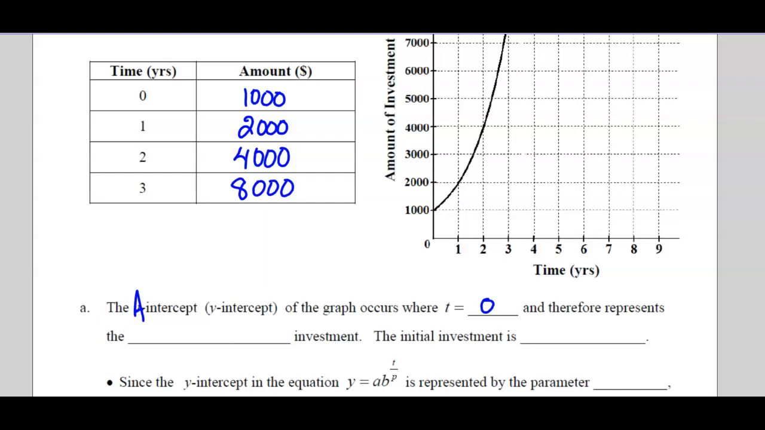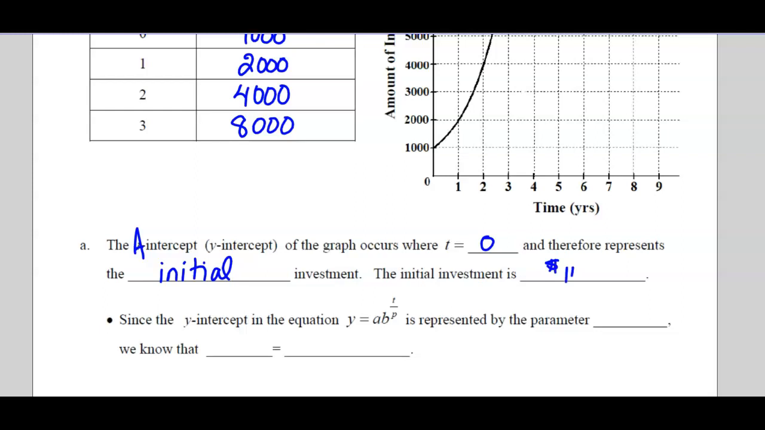And we call that the initial investment. The amount that you actually put into the bank. In this case, that's $1,000. So in these applications, final answer, make sure you have the units, okay? Whatever it might be. So the y-intercept, or in this case, a-intercept, but in our general case, is represented by the parameter a. And so in this case, we know that a equals 1,000. We don't put units into our equation.